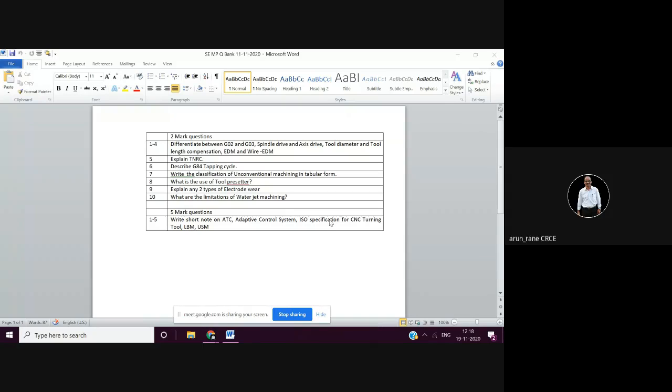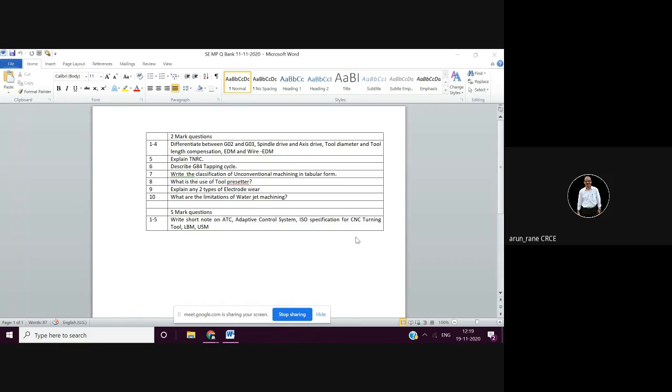And ISO specification for CNC turning tool. So here I have told you, like say TNMG 120408. You have to write this, then you have to explain each and every letter. It should be properly sequenced. TNMG. It should not be that N comes first: T stands for the shape and N stands for the clearance angle. You cannot write clearance angle first and shape later.